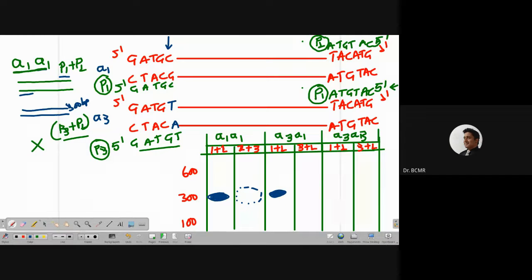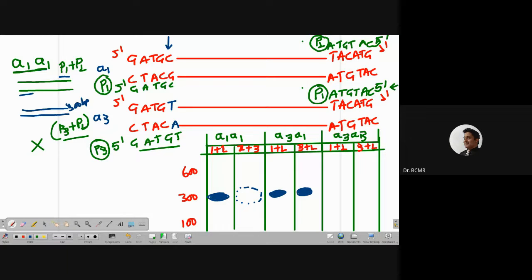In the second PCR reaction, we are using P2 and P3, where P3 is specific for the A3 allele, and the person has A3. Therefore, there will also be another band. That's right. There will be another band here like this.